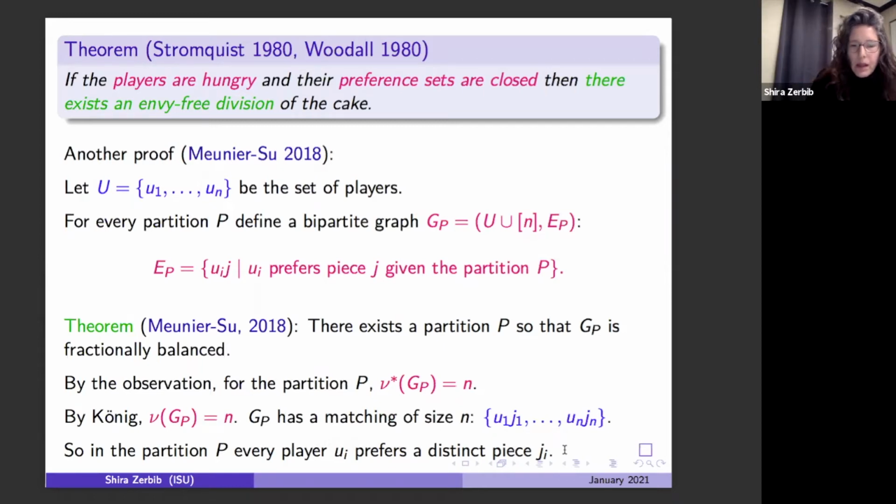Okay, and the theorem that I mentioned here, without a proof, they proved in a certain way. We will generalize it to the setting of multiple cakes and prove it using some generalization of the KKM theorem.